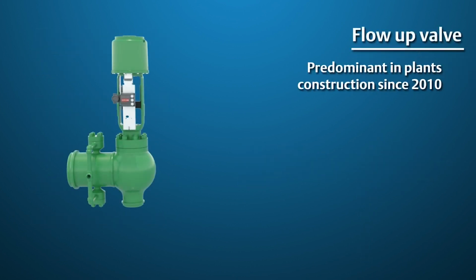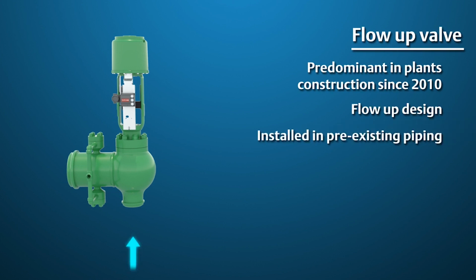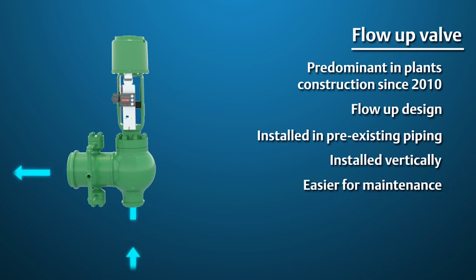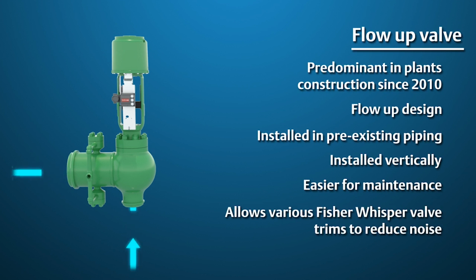The design used predominantly since 2010 is the flow-up design. The flow-up design can be installed in the same piping configuration as the flow-down design, but because of the flow-up trim installed in the valve, the actuator and valve trim is in the vertical position. This makes performing maintenance much easier, as components can be lifted from above rather than the side. The flow-up design also allows the use of the various Fisher Whisper valve trims to provide noise attenuation through the entire operating range.